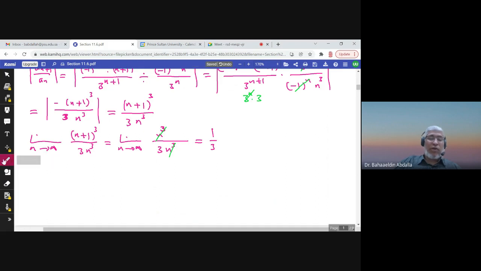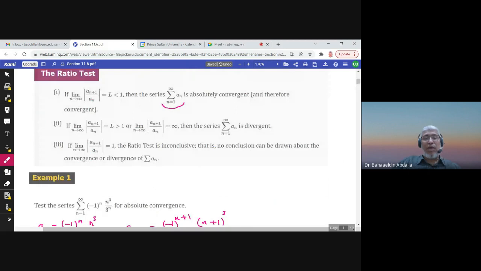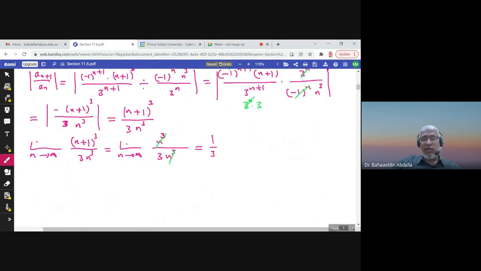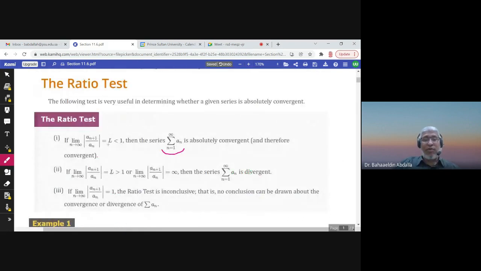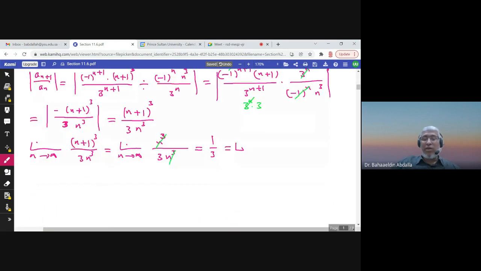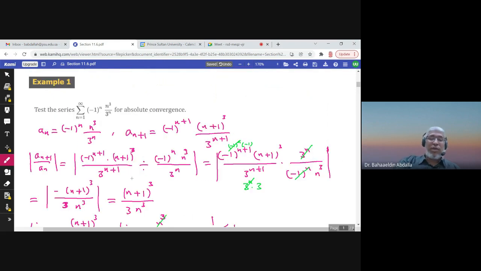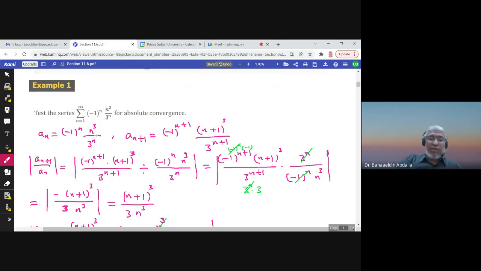So now, what does the ratio test say? Now L is this 1 over 3. So this 1 over 3 is the capital L the test is talking about. The test says if L is less than 1, then this series is absolutely convergent, therefore convergent. So 1 over 3 is less than 1. Then I say by the ratio test, the summation of a_n is absolutely convergent.